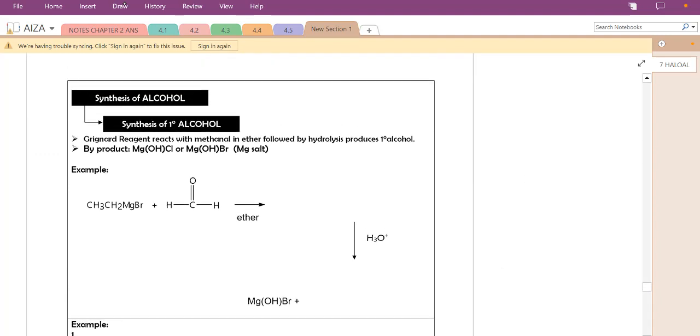Next, synthesis of alcohol. Grignard reagent reacts with methanal, specifically methanal. Methanal is an aldehyde with one carbon. An aldehyde is C double bond O with hydrogen, and meth means one carbon, with another hydrogen. So it is an aldehyde with one carbon, methanal. In ether, followed by hydrolysis, it produces a primary alcohol only. It cannot produce a secondary or tertiary alcohol.